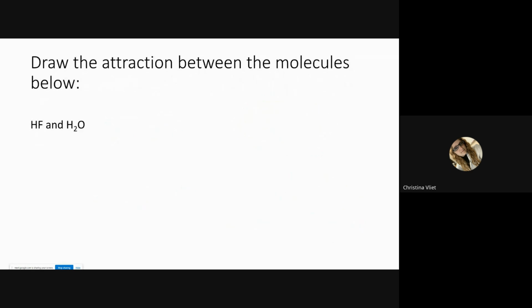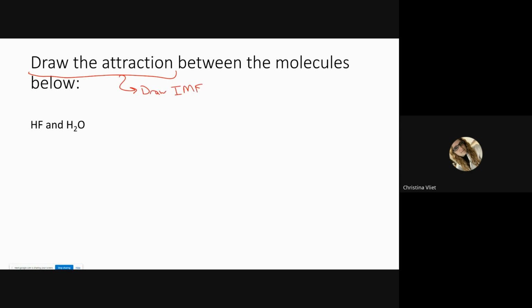All right, this is the last thing I'm going to show you how to do, which I technically already showed you, but let's go ahead and show it from scratch. It says to draw the attraction between the molecules below, and you are going to have a couple questions in your classwork/homework where you will have to do this as well. Draw the attraction between the molecules below, HF and H2O. What we mean by draw the attraction is you're drawing the intermolecular force. So you're going to draw the intermolecular force with dashes.